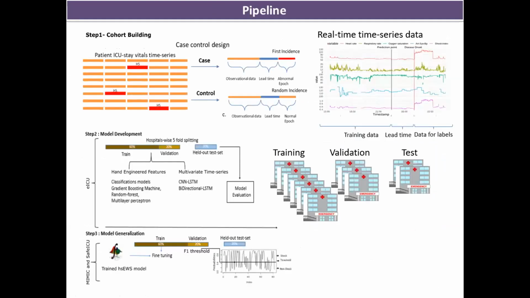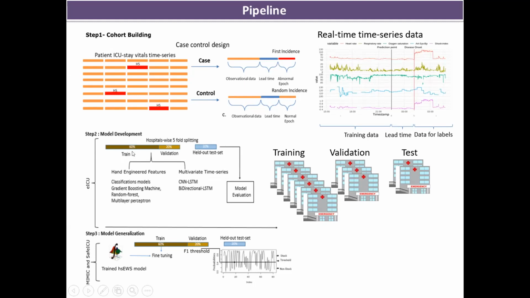Here's the full pipeline of our model, where we extracted cases and controls from the time series data, and extracted features out of the observational part of the time series in order to predict the future event. We use different sorts of models. For model development, we use handcrafted time series features and the multivariate time series itself. With the handcrafted features, we use classical machine learning models to give the prediction. We also use deep learning based models such as CNN LSTM and bidirectional LSTM to model the multivariate time series.